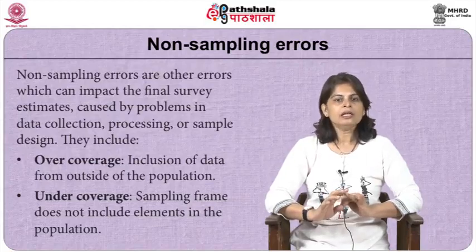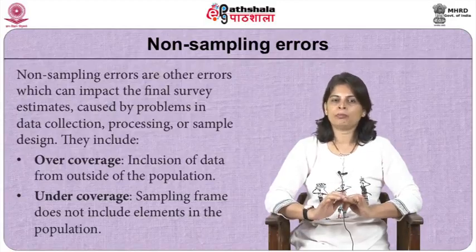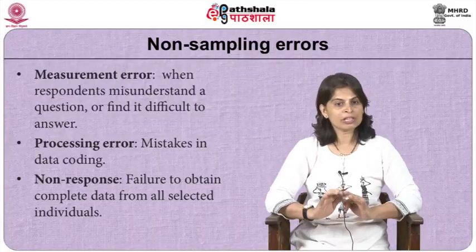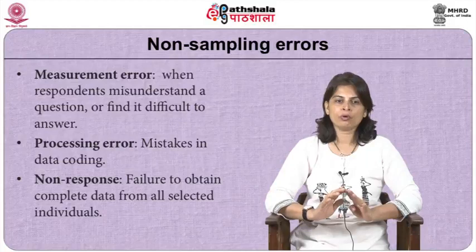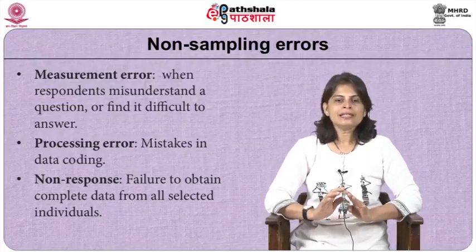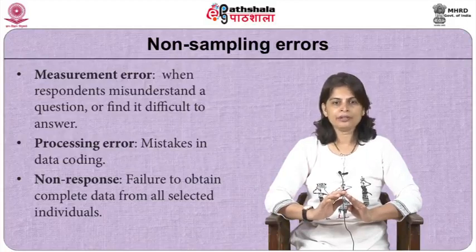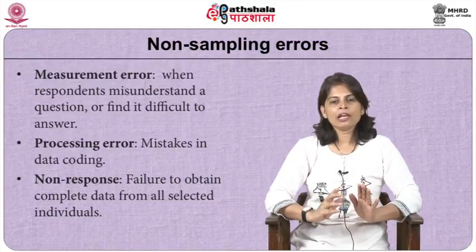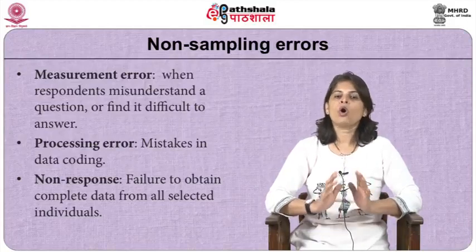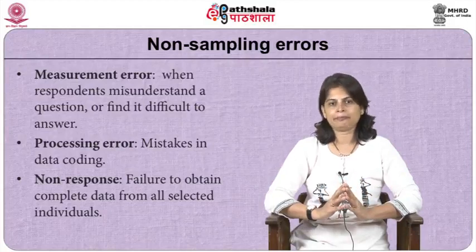Second, under coverage. In this case, the sampling frame does not include elements in the population. Third, measurement error. Here the respondents misunderstand a question or find it difficult to answer and thus an error is introduced. Fourth, processing error. This happens usually when there are mistakes in either data coding or data entry. And finally, non-response, which is nothing but failure to obtain complete data from all the selected individuals in the sample.